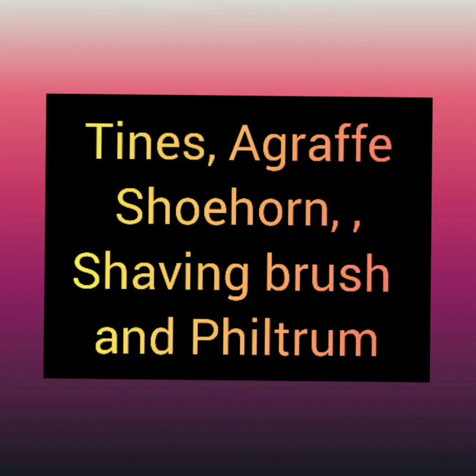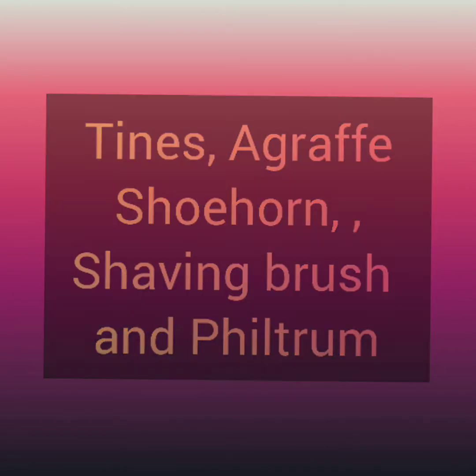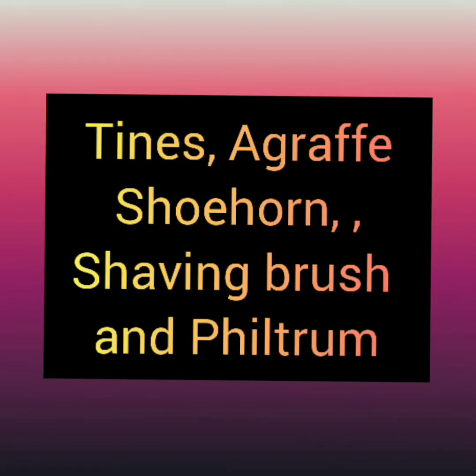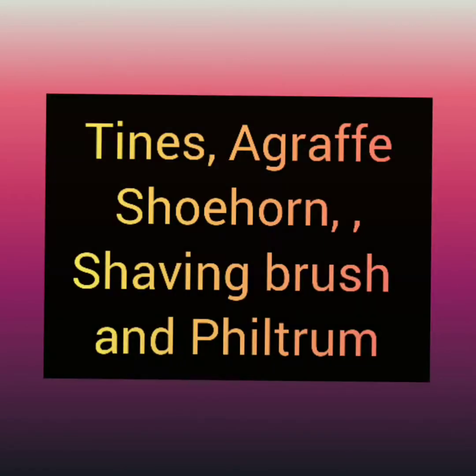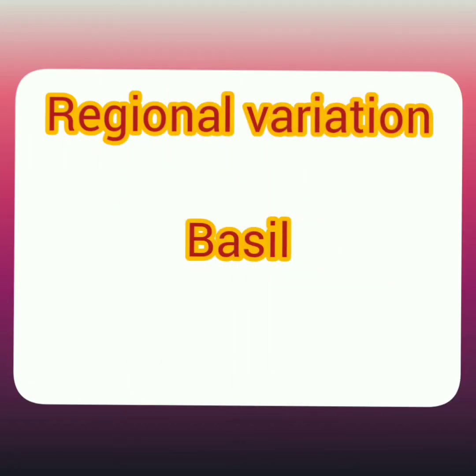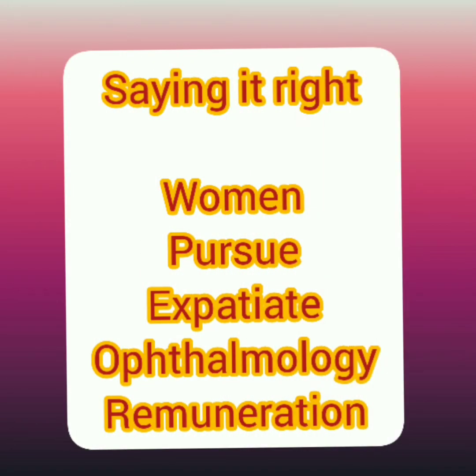Have you heard these words before? If you have heard them before, then it serves as a revision to you. And if you have not, then it's a good time to learn them. There is basil. How do we pronounce this word? Basil, the British way and the American way. All right, on Saying It Right segment, you're going to be learning how to pronounce these words.